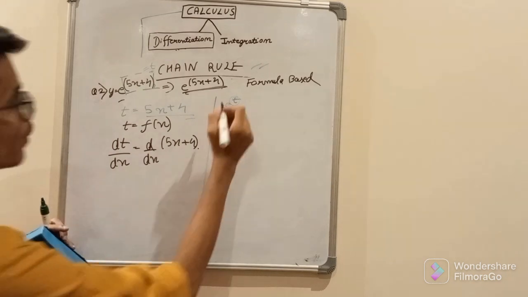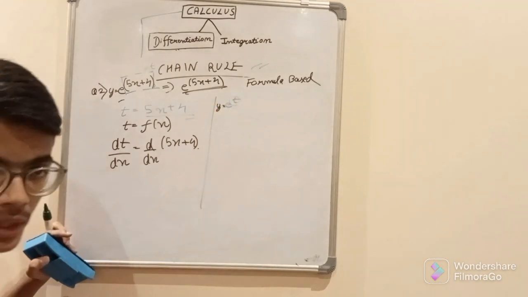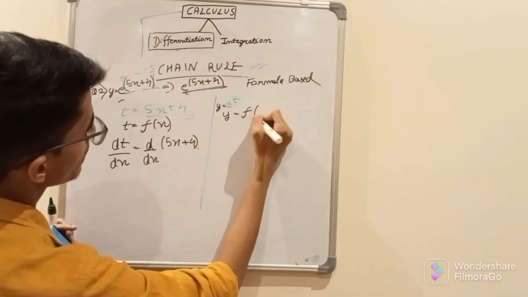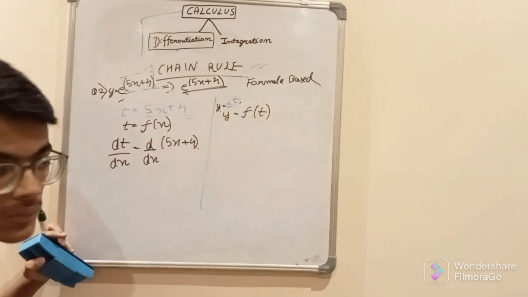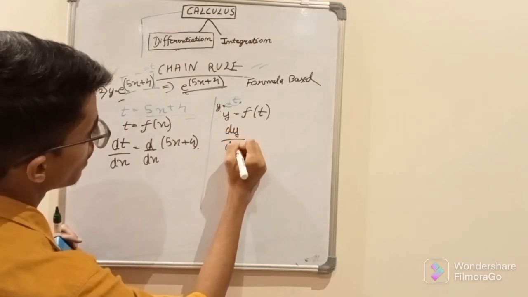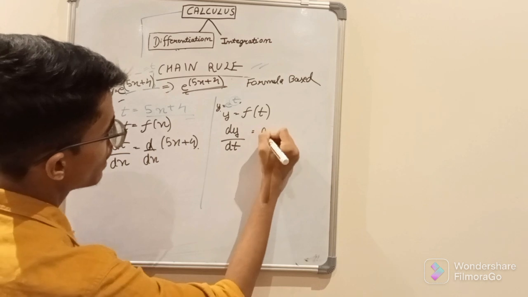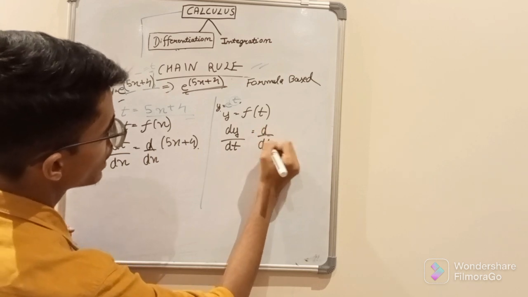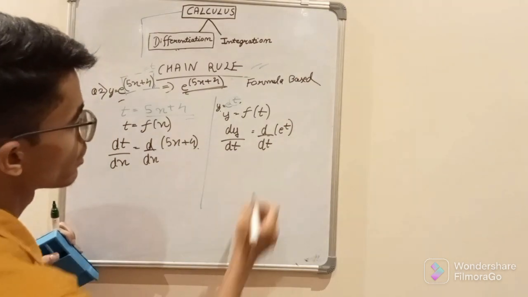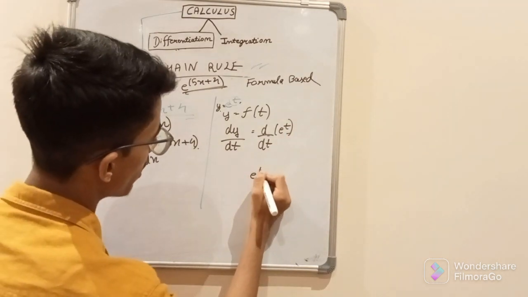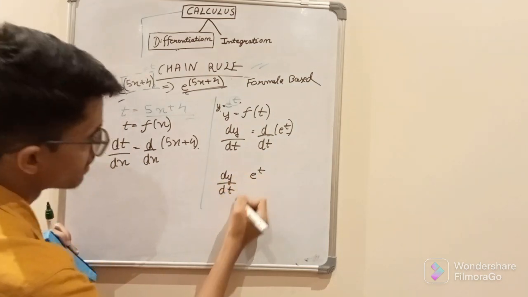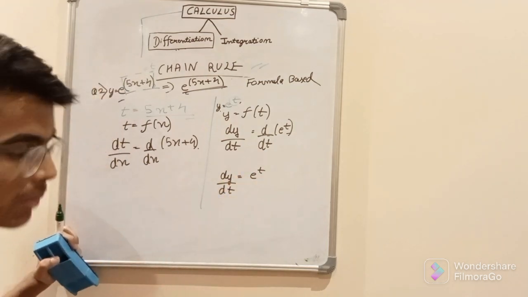and over here we can write y is equal to e to the power t. So you can see that it is y as a function of t. So we can directly write dy upon dt. We have the values for y, that is d upon dt e to the power t, and the differentiation of e to the power t is e to the power t. So we have one answer over here, that is dy upon dt is equal to e to the power t.